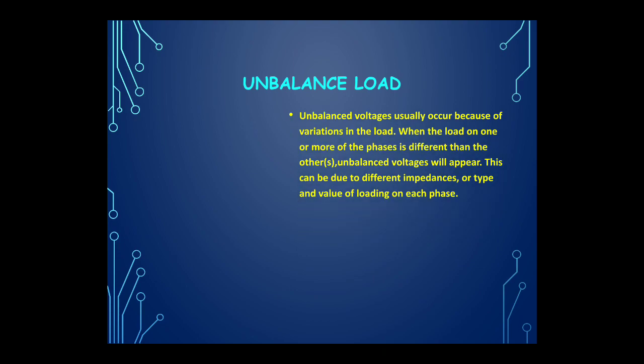Now the unbalanced load. Unbalanced voltage usually occurs because of variation in load. When the load on one or more of the phases is different from the others, unbalanced voltage will appear. Or if the load impedance is unequal, then also the unbalanced voltage will appear. This can be due to different impedances, or the type and value of loading on each phase, as well as a fault in any one of the phases.